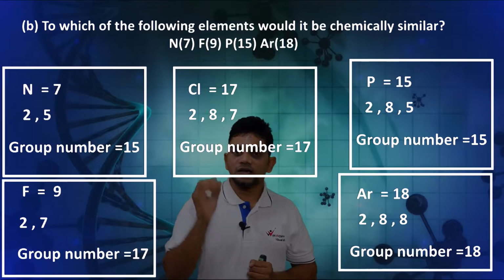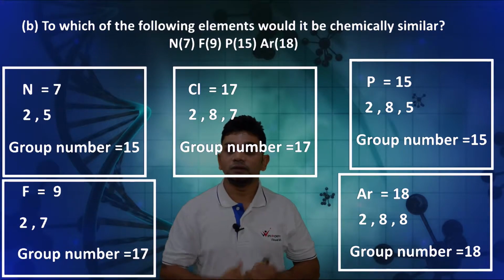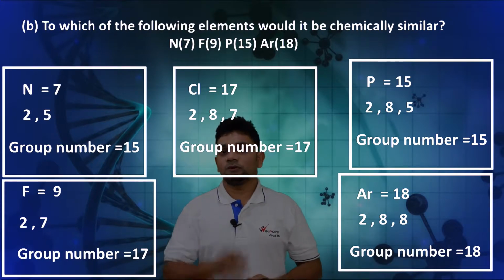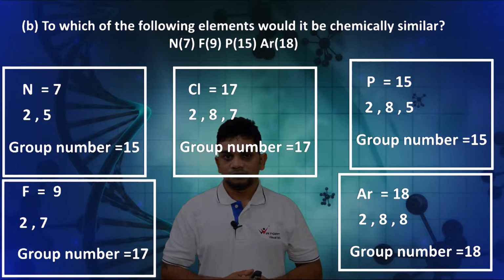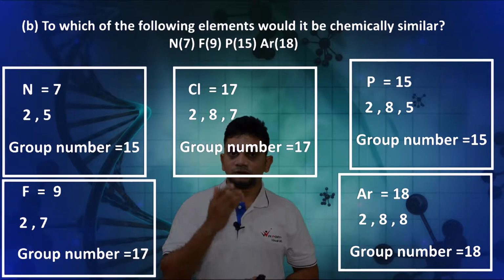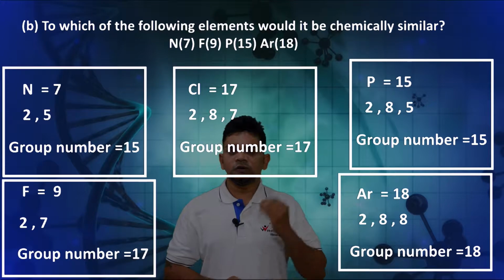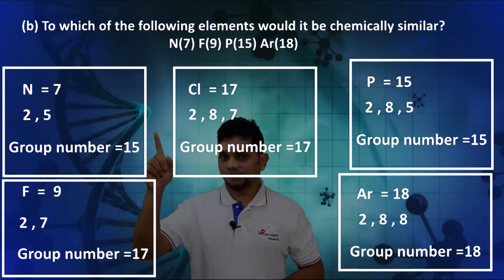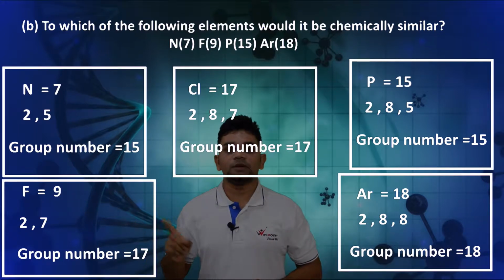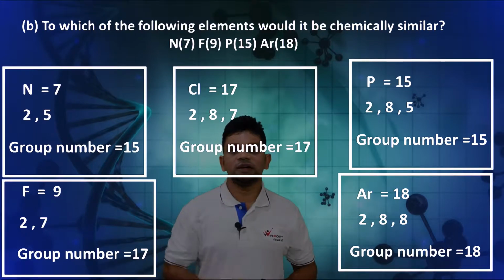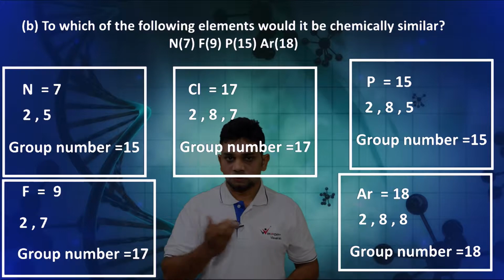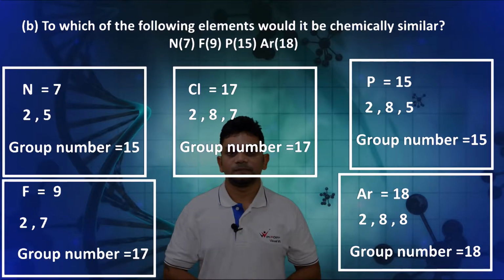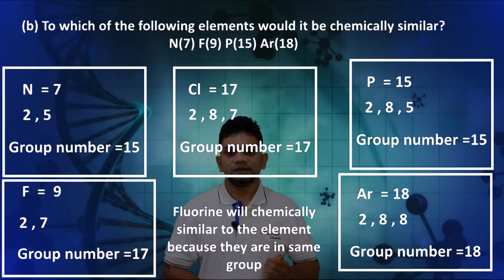If elements are in the same group, they are going to have the same properties, right? The group number of chlorine is 17. Then the element which is similar to chlorine will be in group number 17. We need to find the element of group 17 from this list. Nitrogen group number 15, fluorine group number 17. Fluorine and chlorine are in group number 17, which means they have similar properties. Fluorine will be chemically similar to the element because they are in the same group.